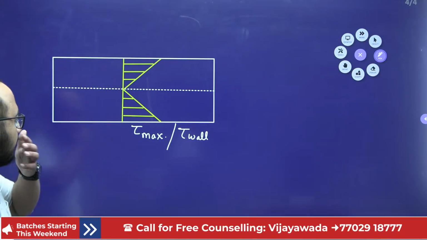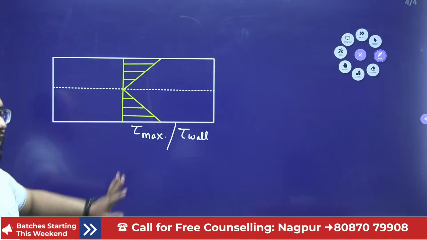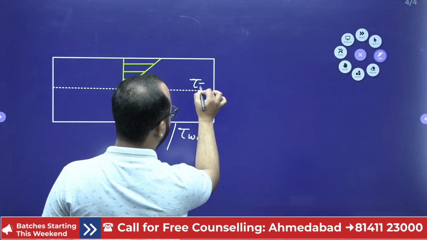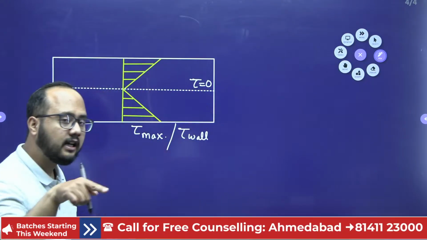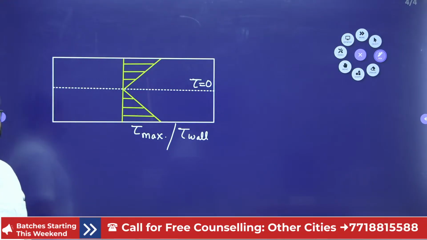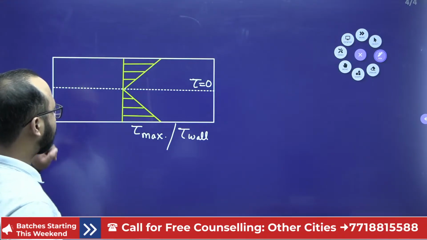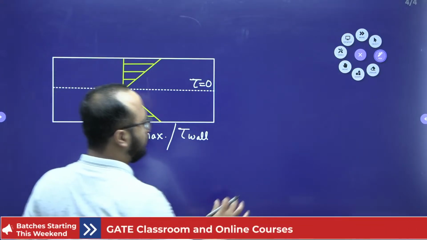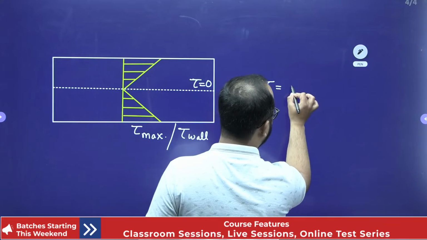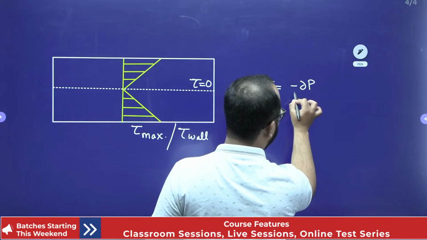I hope the point is clear. Shear stress will be maximum at the wall, right? Shear stress will be 0 at the center line of the pipe. Shear stress value will be 0 at the center line of the pipe. I hope the point is clear, everyone, right? So everyone should have a clear understanding regarding the linear relationship of the shear stress with the radius r.